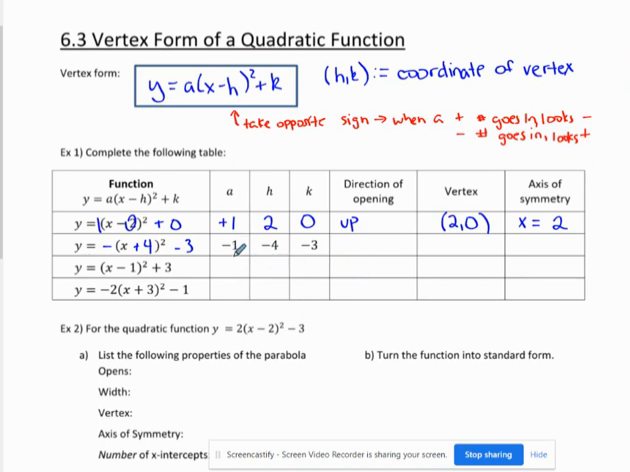Now that that's underway, negative 1 is my a value, so it will open down. My vertex is going to be at whatever h, k is. So my vertex is negative 4, negative 3, and my axis of symmetry is x equals whatever my h value is, so x equals negative 4. Next one. Same thing. Invisible 1 there. So I open up and my vertex. For this one, if I wasn't sure still, I could graph it. So let's graph (x minus 1) squared plus 3, and let's see what it looks like.